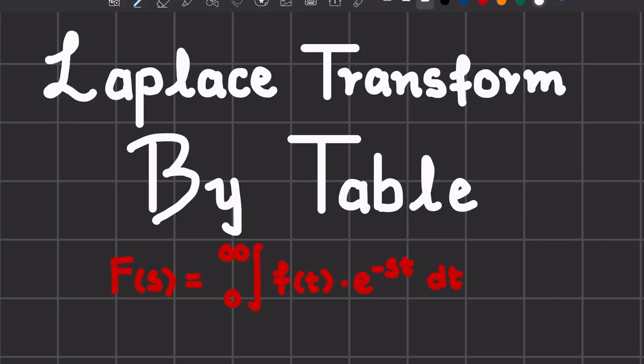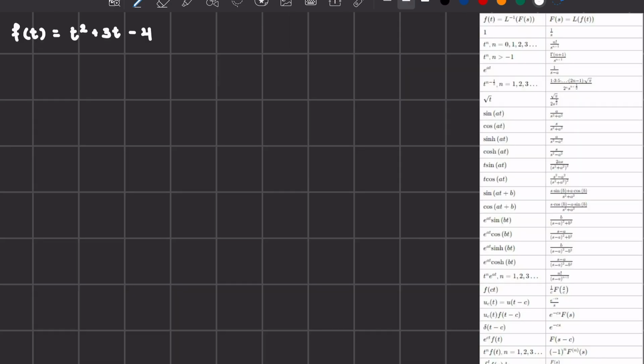So today we'll solve equations using Laplace transform by the table. This is our first example. We have f of t equals t squared plus 3t minus 4, and let's solve this by the table using Laplace transform.